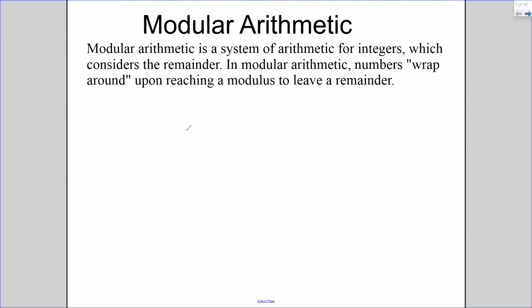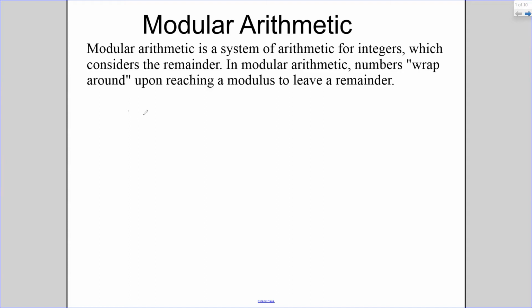So modular arithmetic is a system of arithmetic for integers, right? So we're dealing with positive and negative whole numbers here, and it's about the remainder. We don't actually care about how many times a number would go in. We care about the remainder when we're dividing.